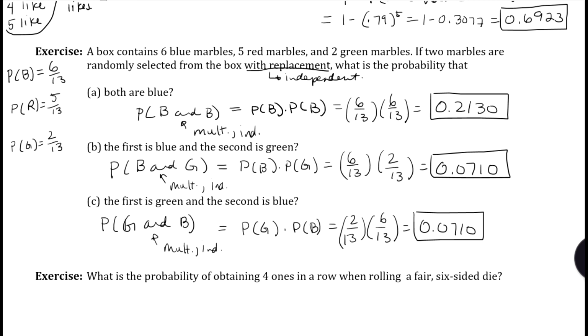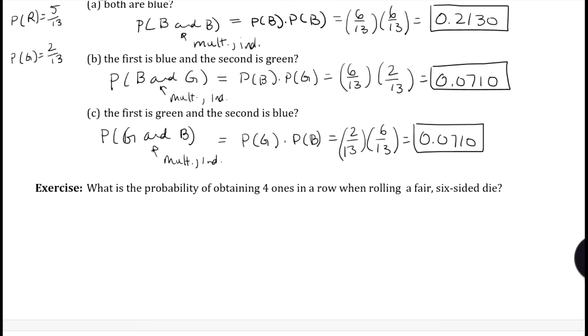The next exercise here is, what is the probability of obtaining 4 ones in a row when rolling a fair 6-sided die? So probability of 4 ones in a row. Okay, so the probability of rolling just one is going to be, there's only 1 on the die, and there's 6 sides, so it's going to be 1/6.